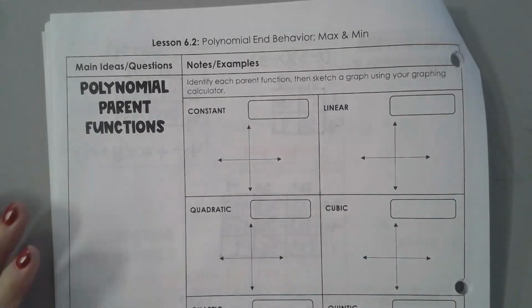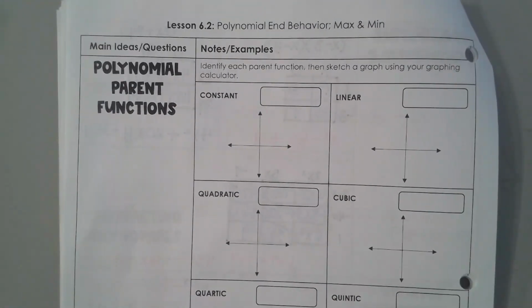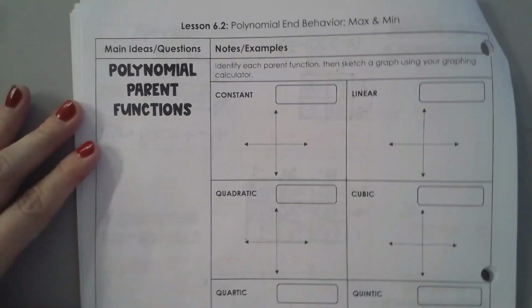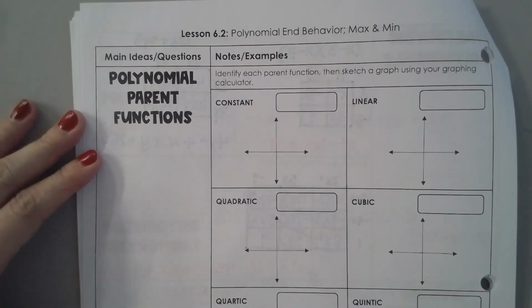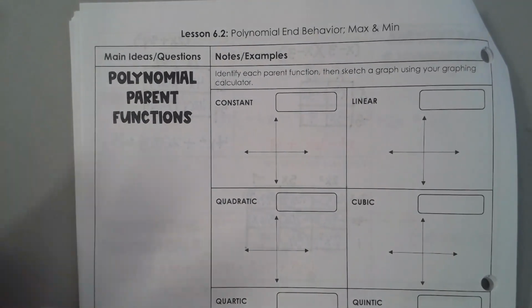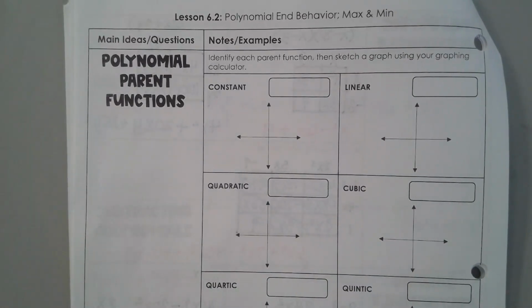So 6.2, we're really going to start getting into some new stuff, things with polynomials. What we did in 6.1, all of that should be stuff that you've seen and used before, even if you required a refresher on it. So today we're going to just get started talking about the graphs of different polynomials.